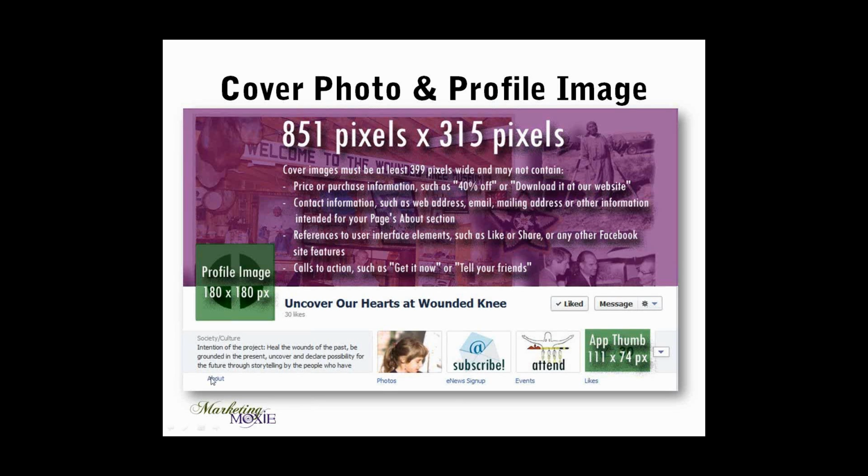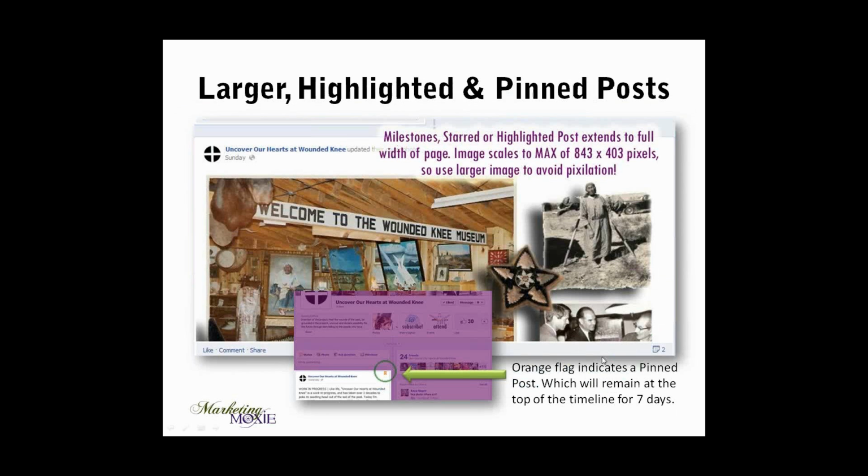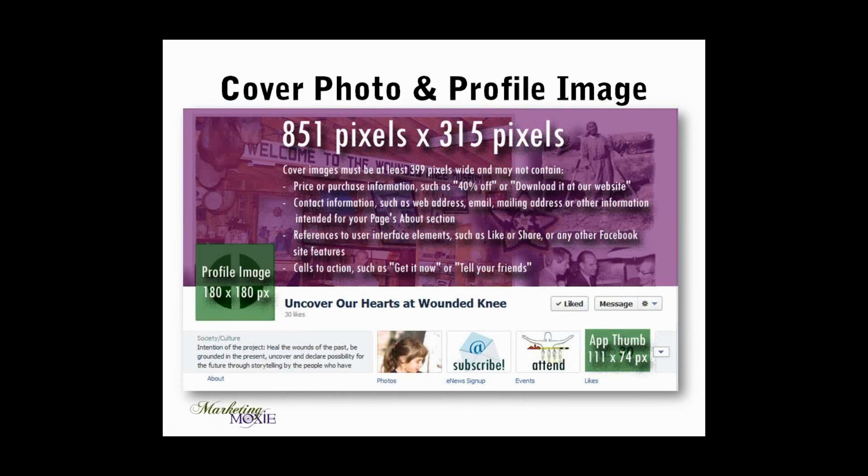This is your About section. This is the area where you do want to have your web address, email, mailing address, telephone number, contact information, etc. And then over here, these four items are called apps. Sorry about that. We'll go back. These formerly used to be called tabs.